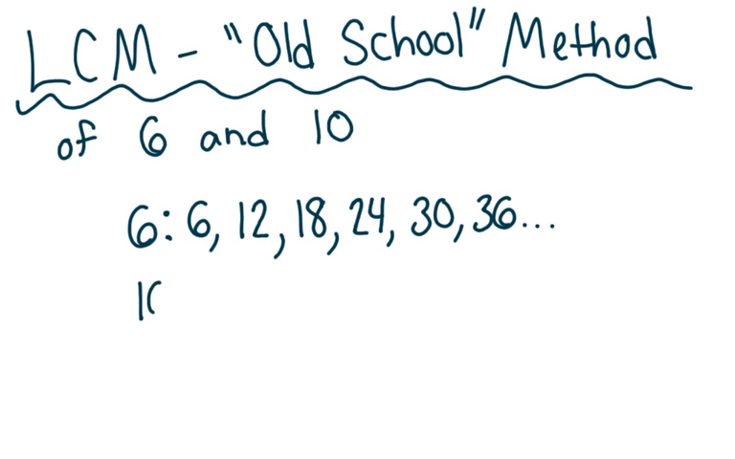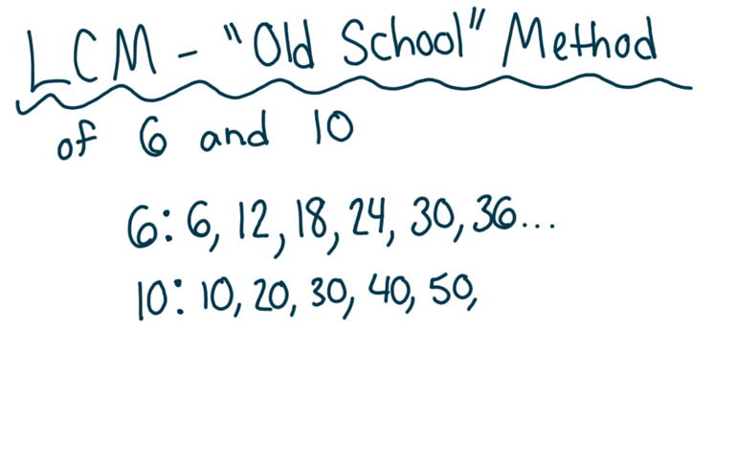Then you'd list the multiples of 10, just like skip counting in elementary school, counting by 6s and counting by 10s. The official name for this is multiples. 10 times 1, 10 times 2, 10 times 3, 10 times 4, 10 times 5, 10 times 6, and so on. Here you already see the least common multiple is 30.